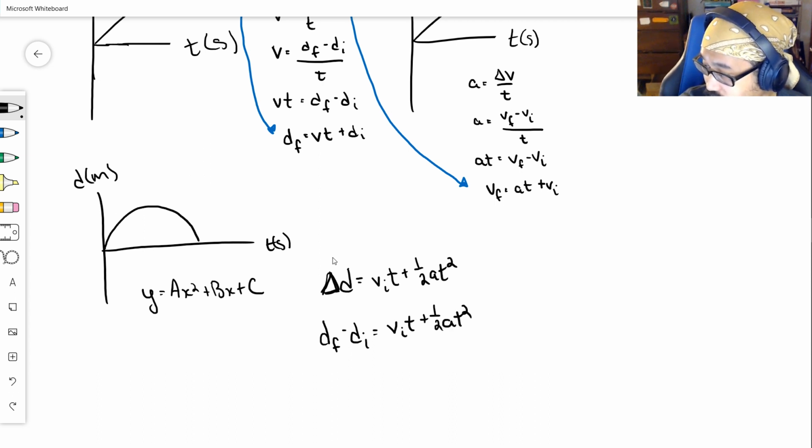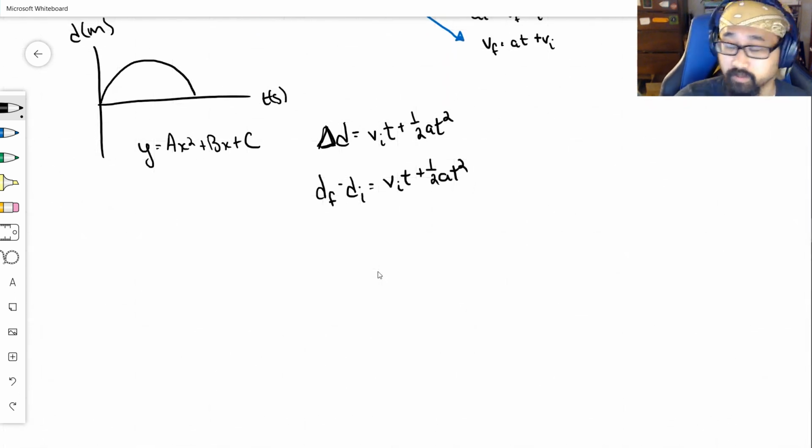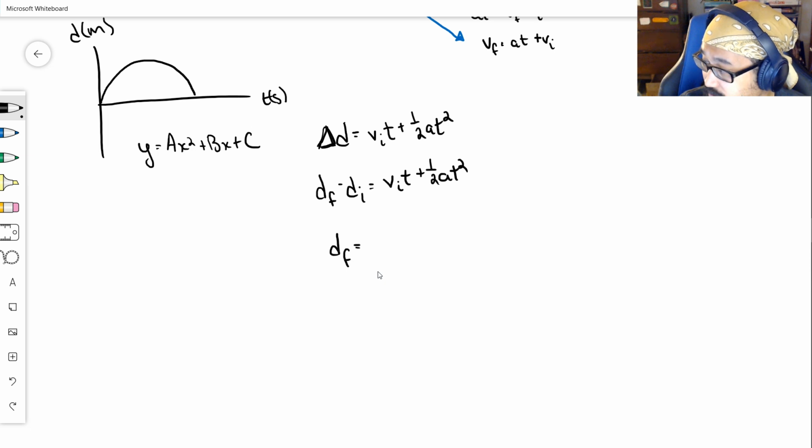And I'm going to bring distance initial over because I'm not a big fan of using negative numbers if I can help it. I recognize that they're numbers, they're perfectly good. It's just easier to visualize positive ones. So our final distance equals, and I'm going to rearrange these a little bit, 1/2 a times t squared plus the initial velocity times t plus the initial distance.